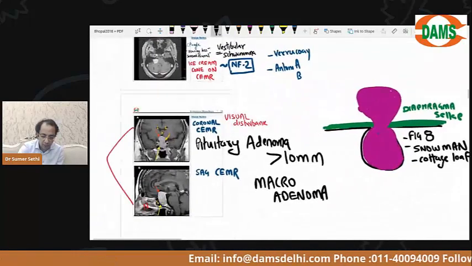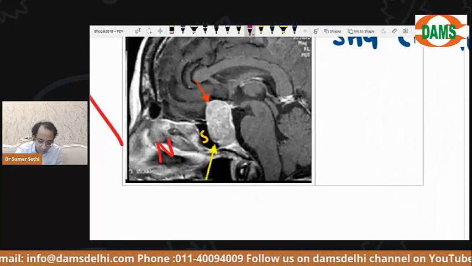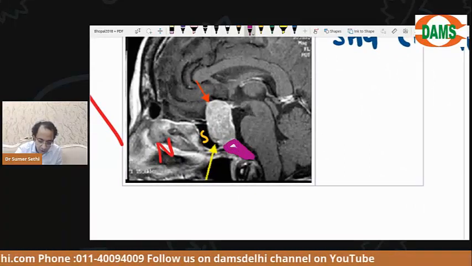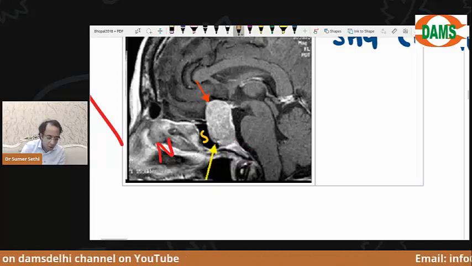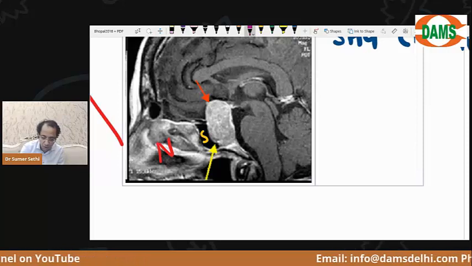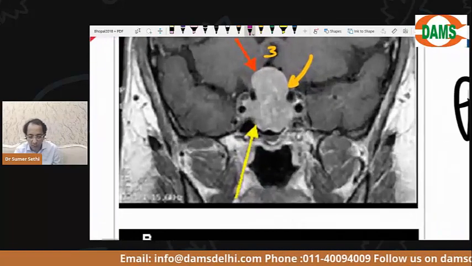Let's see again. Children, look, the clivus is this one, my dear. The clivus is this one. So the clivus is preserved. If it were a chordoma, it would have destroyed the clivus, right? So it is not a chordoma like some of you are getting confused. It is a tumor in the sella turcica. Now you will see an answer, beta.